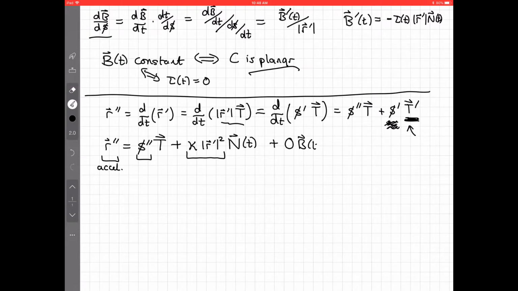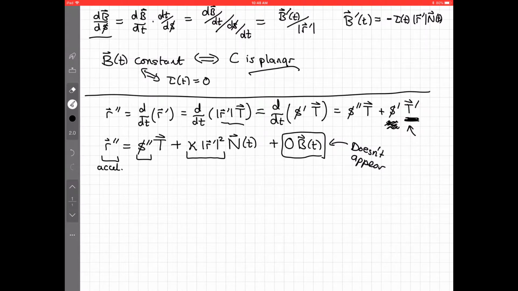0 times b, right? There's no binormal component, and there's no binormal component in acceleration. You always accelerate into the plane spanned by t and n. In other words, you always accelerate into the osculating plane.